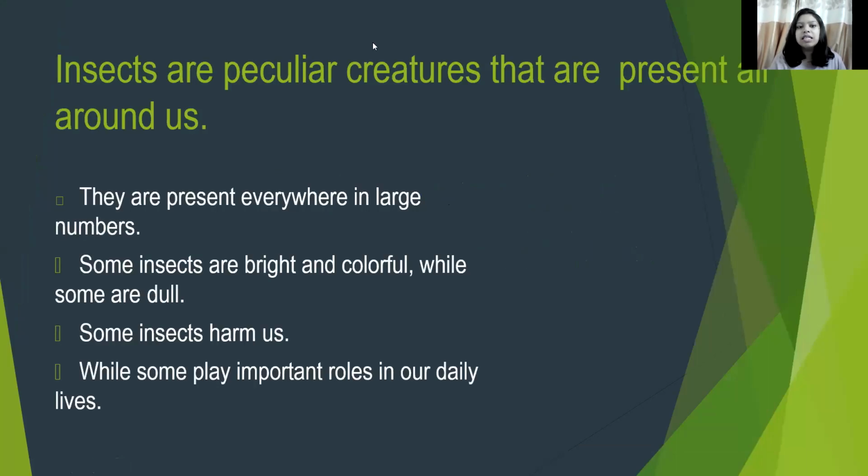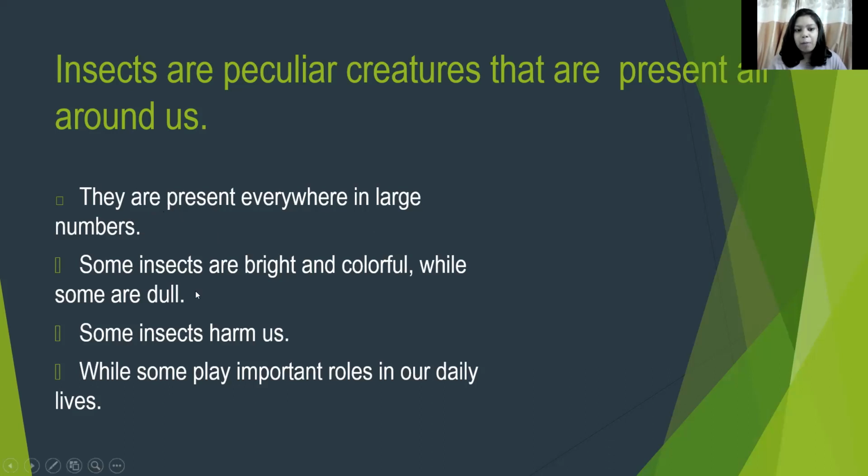Insects are peculiar creatures that are present all around us, isn't it? Yes, children, there are mosquitoes around us. We can see cockroaches or even ants. We see ants on a daily basis, isn't it? So they are present everywhere, in very large numbers.